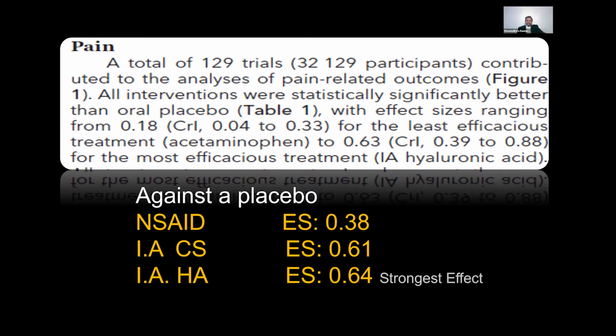And the same compared to oral placebo, intraarticular steroids had an effect size of 0.6, and hyaluronic acid has 0.64, which is compared to oral placebo. And when you go back to that 2012 paper, they were comparing it to intraarticular placebo. So their effect size was 0.345-ish. And even in our study, we are not showing anything different when we compare intraarticular hyaluronic acid to intraarticular placebo. Yeah, 0.37. It's exactly the thing.